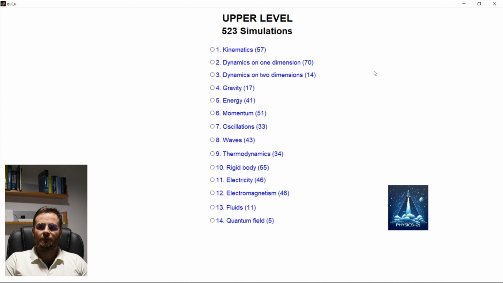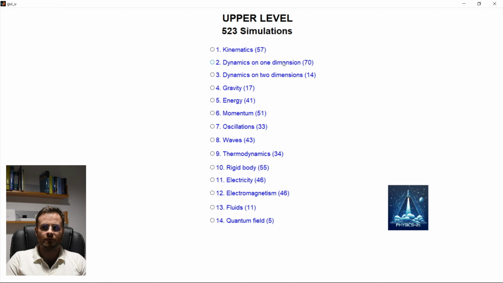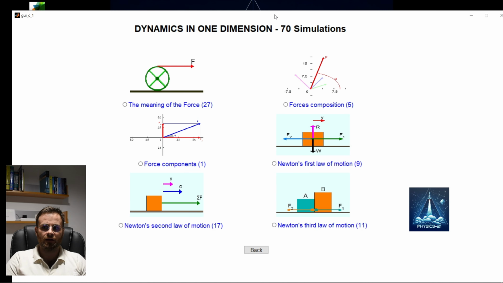Let's start with a brief tour of the software. As you can see, the main menu provides access to a variety of simulations which cover phenomena from mechanics, waves, thermodynamics, solid state, electromagnetism, fluids, and quantum mechanics. Over 500 simulations fully cover physical phenomena from all the thematic units of physics taught at the upper level.